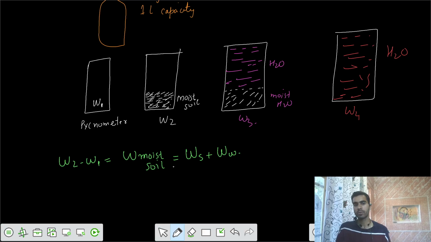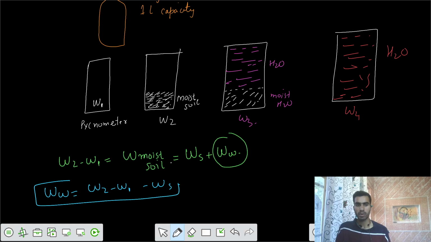There is some weight of soil, because the moist soil is there. It has some solids and a little bit of water. So that's the part we need to calculate: what is the weight of water? How can we find the value of WW? I would say WW, the weight of water, is actually W2 minus W1 minus the weight of solids.